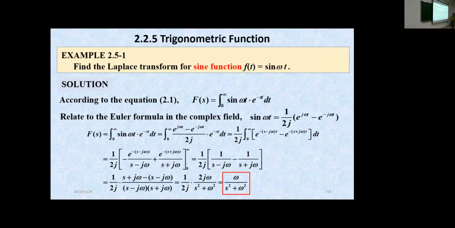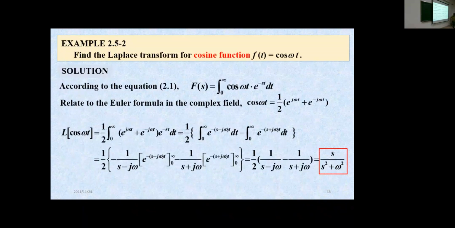Sine omega t and cosine omega t. Right? So these two, memorize these two.